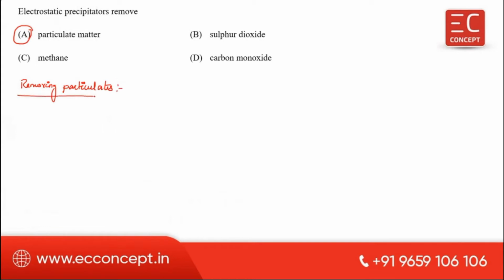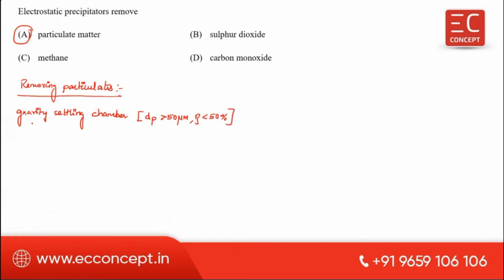we can use, first one, gravity settling chamber, and it can remove the particle size greater than 50 micrometer and the efficiency is less than 50%. The efficiency is very less.